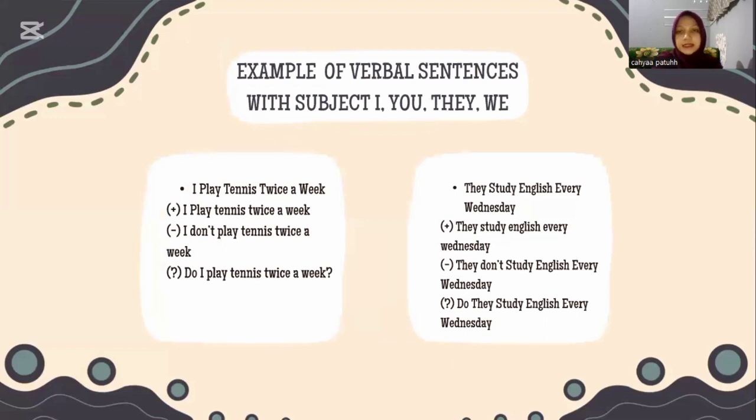Example of verbal sentence with subject I, you, they, and we. Example, first: I play tennis twice a week. Positive: I play tennis twice a week. Negative: I don't play tennis twice a week. Interrogative: do I play tennis twice a week?